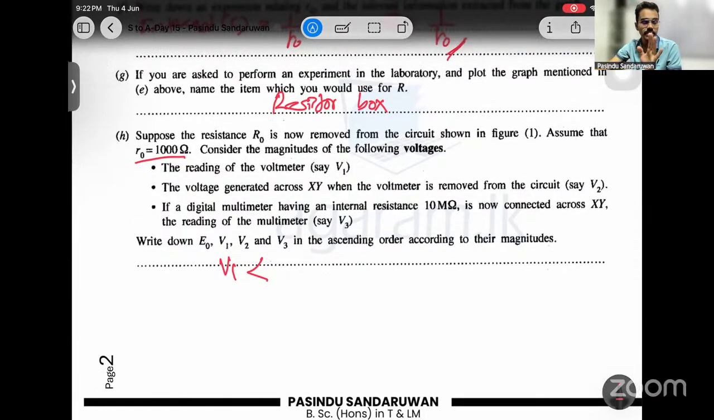If the voltmeter is completely removed, the actual value between X and Y will be measured. Other than that, before that, we have a 10 mega ohm scenario. 10 mega ohms, a higher resistance. Higher resistance means lesser voltage absorption, which means a higher reading is read. Then V3 comes next.